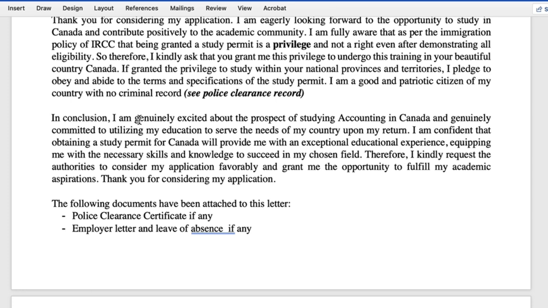In conclusion, I am genuinely excited about the prospect of studying accounting in your country and genuinely committed to utilizing my education to serve the needs of my country upon my return. I am confident that obtaining a study permit for Canada will provide me with an exceptional educational experience, equipping me with the necessary skills and knowledge to succeed in my chosen field. Therefore, I kindly request the authorities to consider my application favorably and grant me the opportunity to fulfill my academic aspiration. Thank you for considering my application.